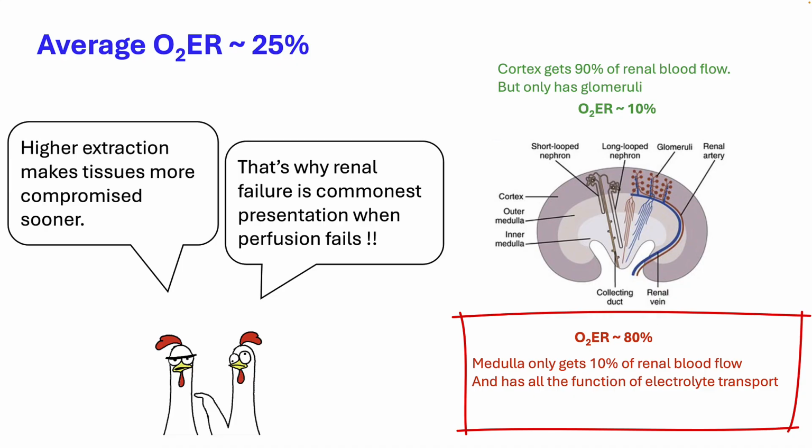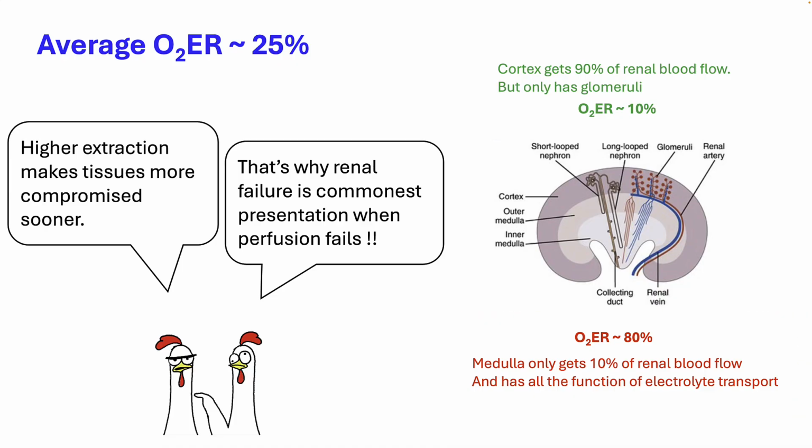But because the medulla only gets 10% of the blood flow and is highly metabolically active, the oxygen extraction ratio here is around 80%. That is why renal failure is the commonest presentation when perfusion fails, and most of the time it will affect your renal medulla.